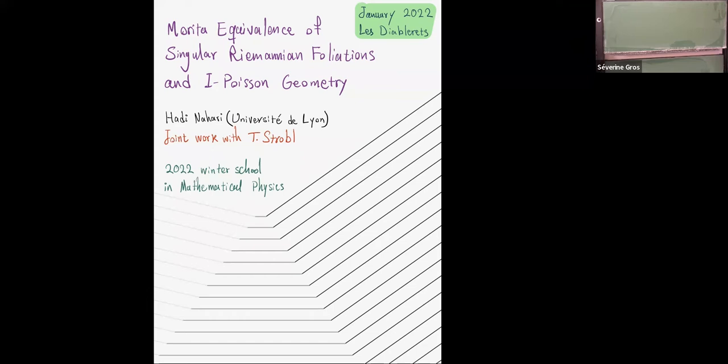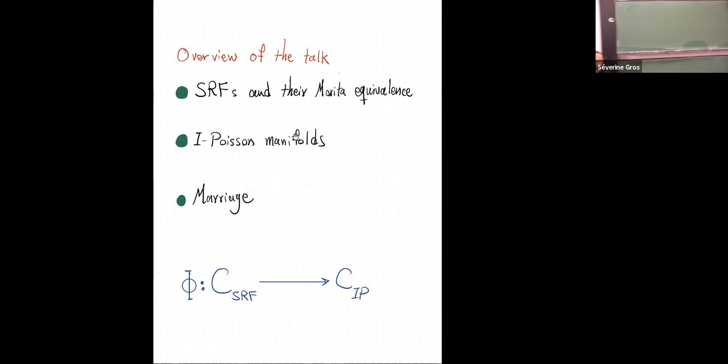So we'll start with introducing similar Riemannian foliations, and I will define the Morita equivalence on this family, which turns out to be an equivalence relation. Then I will define the category of I-Poisson manifolds, which are somehow a generalization of the category of Poisson manifolds, and also a generalization of the constraint systems in physics at the same time. Then in the third section, we will see the marriage of the first two. In fact, I will define a functor from the category of SRF, singular Riemannian foliations, to the category of I-Poisson manifolds.